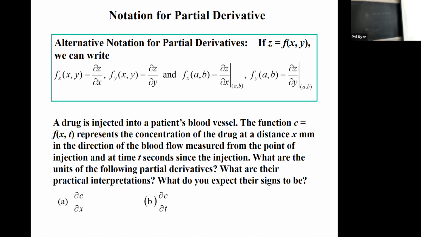Okay, what's units of c? It doesn't tell me what the concentration is. So what's a unit of concentration? It's something like milligrams per milliliter, a typical kind of unit. Per, and what's the unit of x? It's millimeter. So we can put these together. It's milligrams per milliliter per millimeter when we put them together.